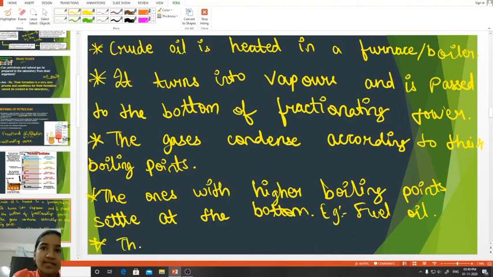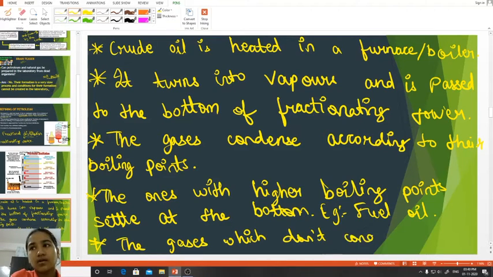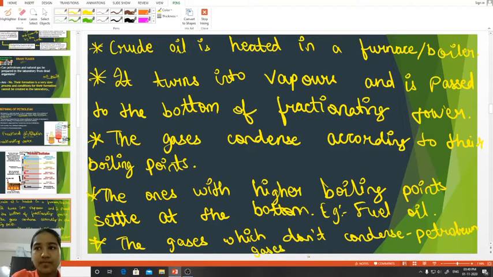The gases which do not condense, known as the petroleum gases, come out as vapor from the top of the tower. This is the whole process.